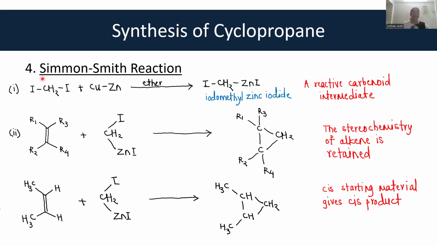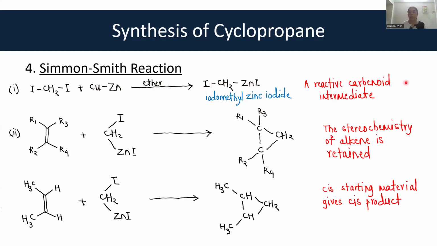The fourth one is called the Simmons-Smith reaction. Here too, a 2-carbon starting material and another one-carbon starting material are fused together to give cyclopropane. Let us see how. This is methylene diiodide. Methylene diiodide is treated with a copper-zinc couple in the presence of ether. So what is formed is iodomethyl zinc iodide. This is an easy name to remember because you can derive it: iodomethyl zinc iodide.